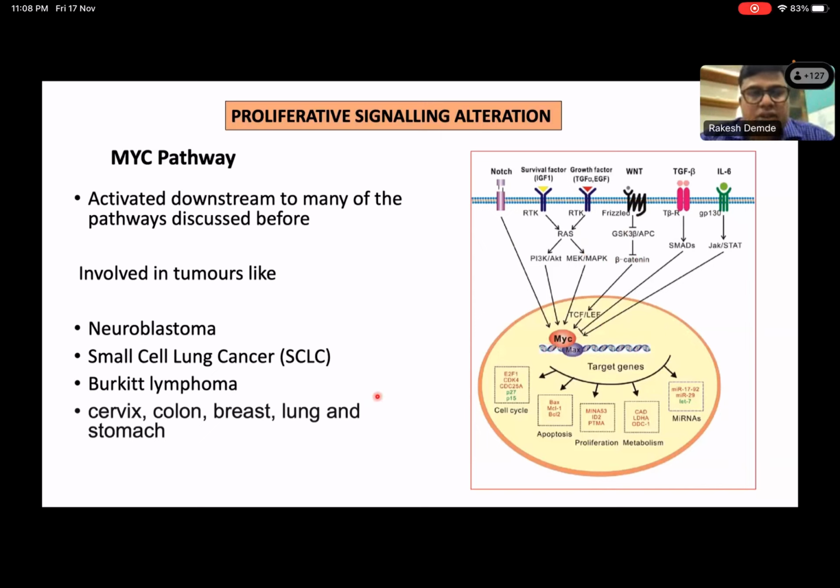The common malignancies which are involved by this MYC pathway are Burkitt lymphoma. In solid tumors, you have small cell lung carcinomas and neuroblastomas. In other areas like cervical, colon, and breast, the MYC pathway's role is still under trial.